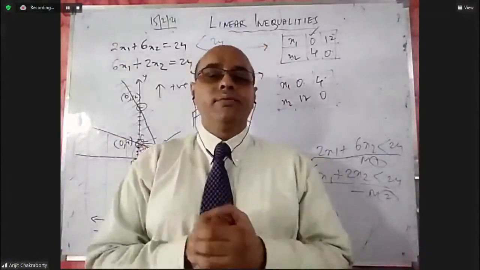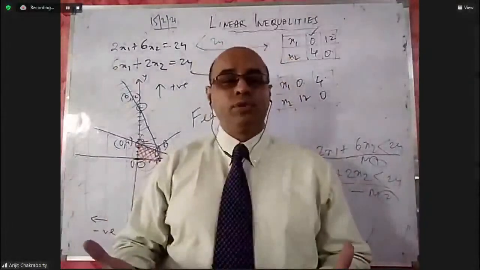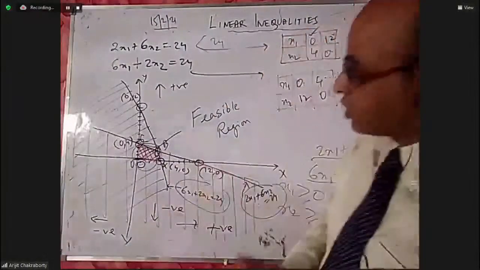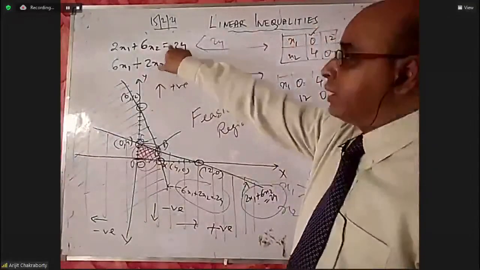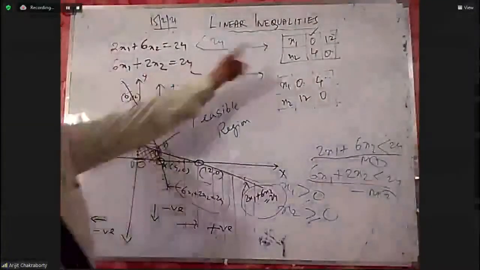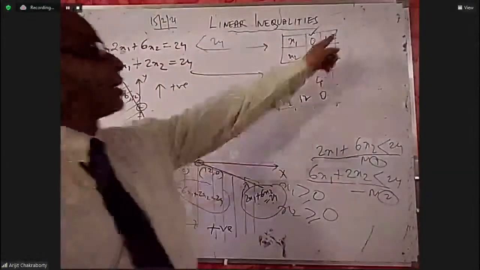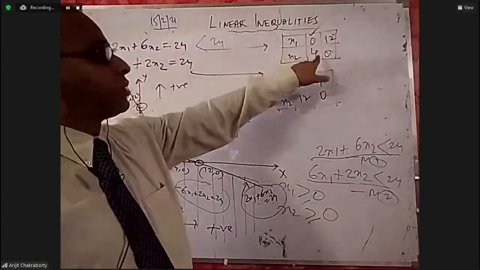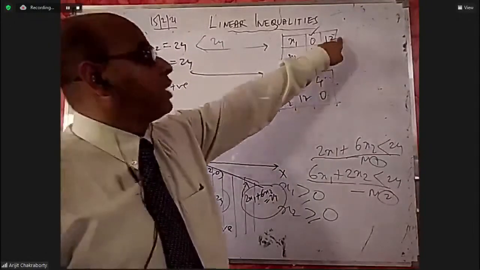Plus, if you are producing X1 units of A and X2 units of B, both have to be more than 0. So X1 is greater than 0, X2 is also greater than 0. Then, from the inequations, we created equalities. With the equal sign, we draw the straight line by getting a minimum of 2 points. What is the strategy for getting the 2 points? You put X1 equal to 0 and get the corresponding value of X2, and you put X2 equal to 0 and get the corresponding value of X1.